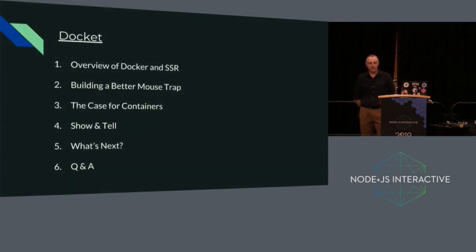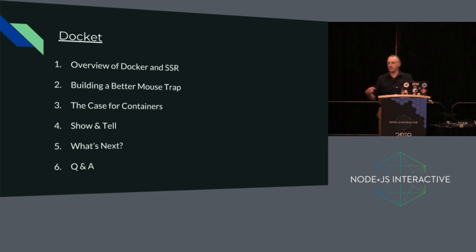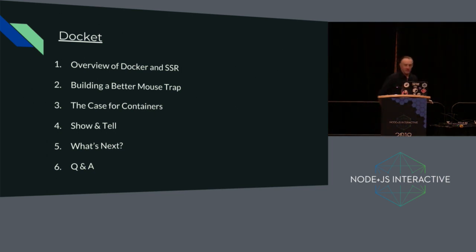So today, what I'd like to go through is just a little overview of Docker and server-side rendering themselves. I'll dive a little deeper into what I mean by building a better mousetrap, follow up with the case for containers, and a little show and tell. That's where I want to get most of my time in, if possible. Then some next steps. I don't think we'll have time for Q&A, but I've got the green lanyard, so feel free to come up and chat about this or anything, really. As my friend Paul knows, I love talking about code. So let's jump into it.